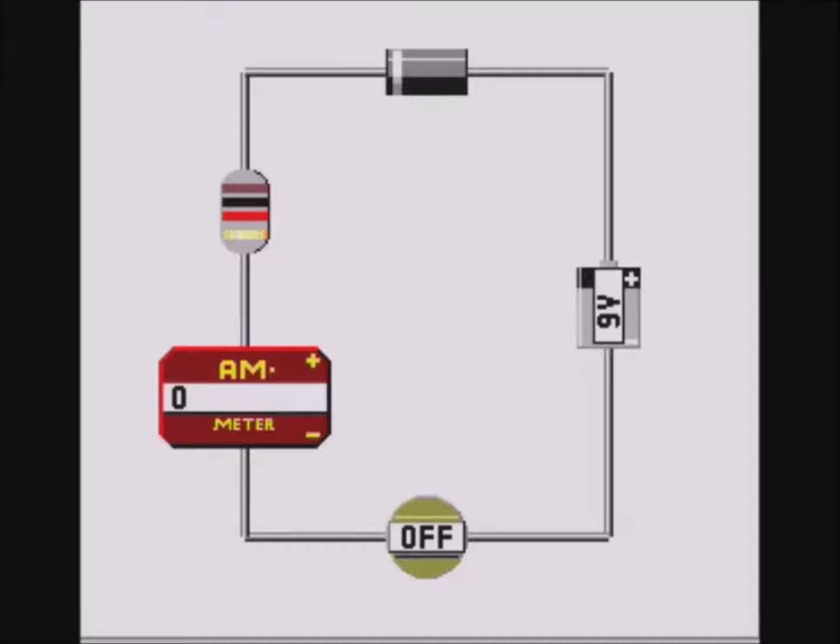Now we put an ammeter in the circuit with a diode and a 1K ohm resistor. We switch on and see that the current is 8.3 milliamps. What has happened here? We have a 9-volt battery and a 1K ohm resistor, so we would have expected a current of 9 milliamps. The answer lies in the diode.